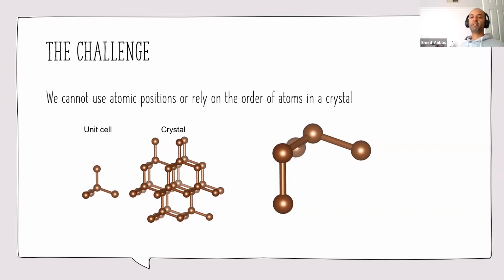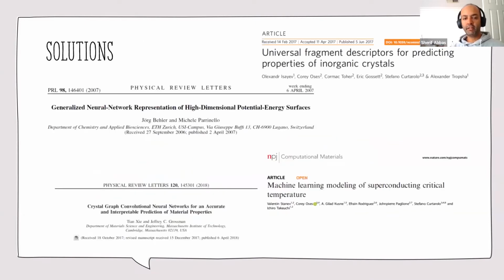But the thing is, diamond has 4 atoms, while other systems have 8 atoms in the unit cell. And the unit cells can have different geometries and different structures. There's orthorhombic, there's hexagonal. So what we need to do is find a way to describe the geometry in a translationally invariant way. And this has been done already, particularly in these two papers.